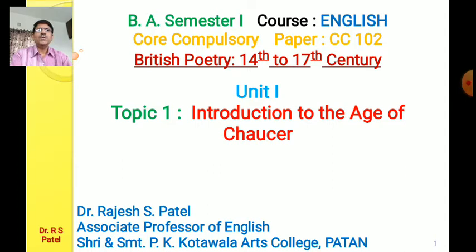Welcome to BA Semester 1 English course, core compulsory, paper number CC102 class. Today, let us begin with the first topic of our first unit in this paper. In this paper, as in the introductory lecture, I mentioned that this paper is divided into four units. The first unit carries three important topics that show you the beginning of the history of English literature.